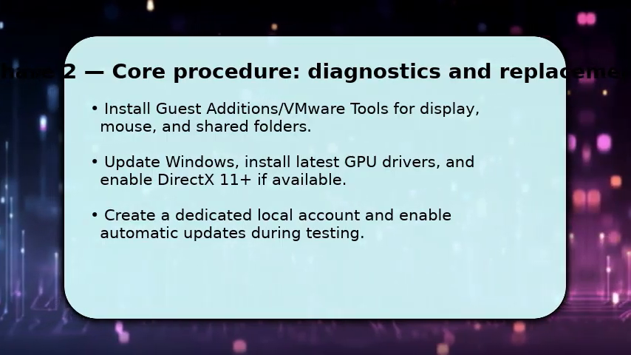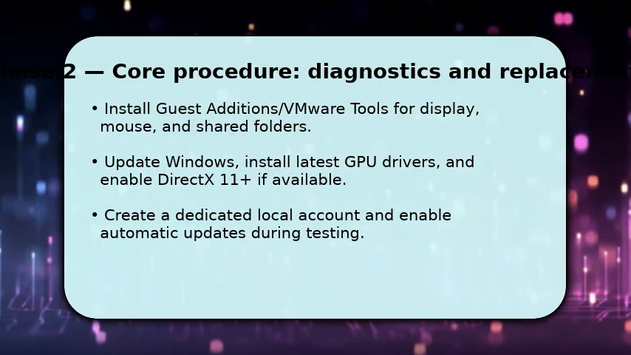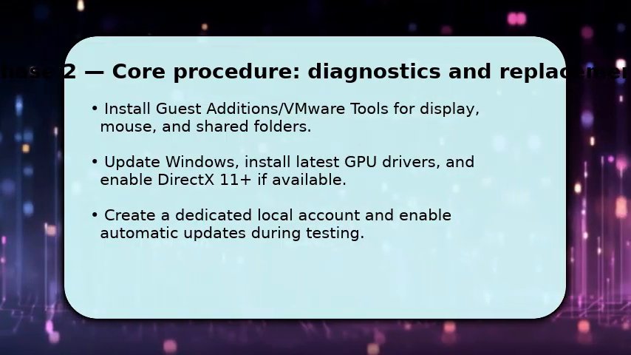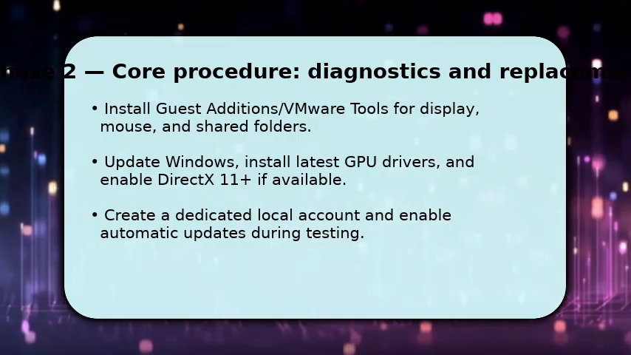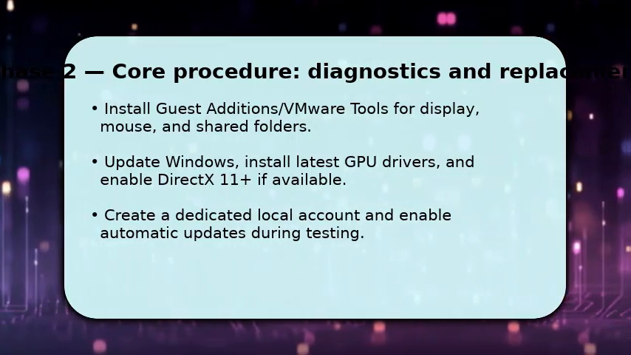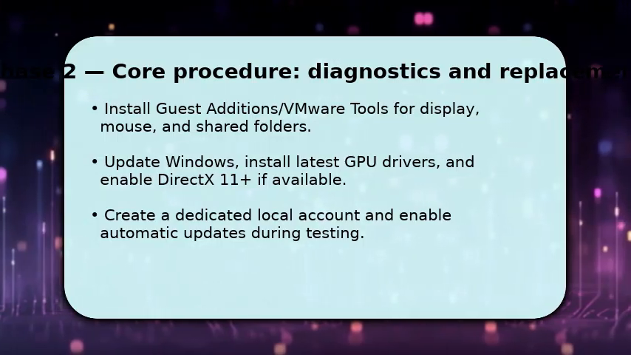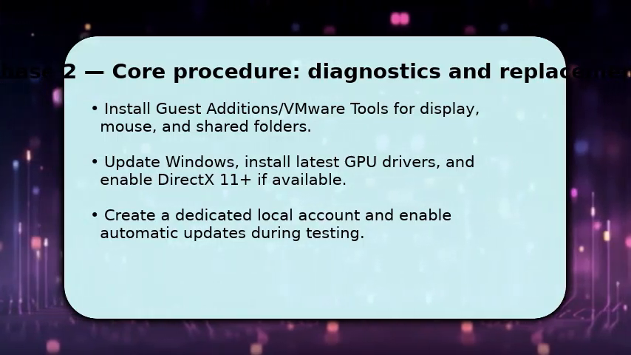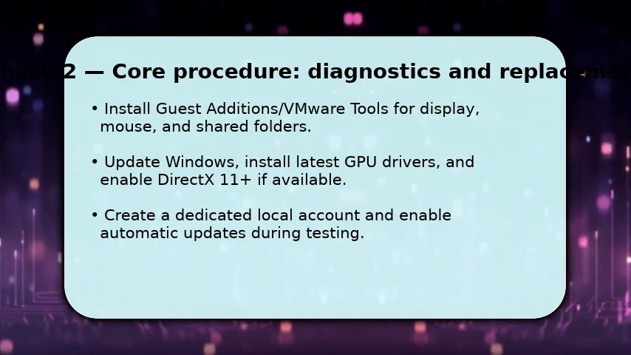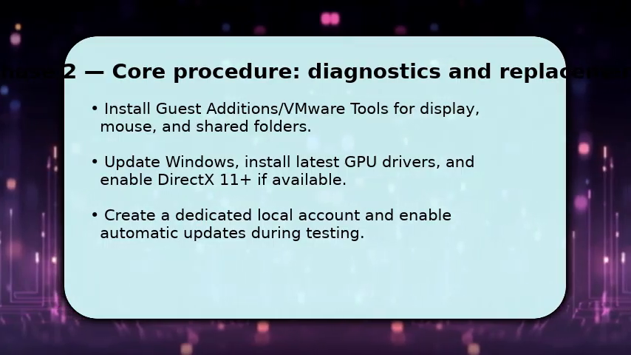Next, update Windows and install the latest GPU drivers. Roblox relies on DirectX features, so enable DirectX 11 or higher. Configure power settings to high performance and turn off unnecessary visual effects to boost frame rate. Install redistributables if prompted. Also, create a local user for playing. This isolates Roblox and makes snapshots safer once you test the game.